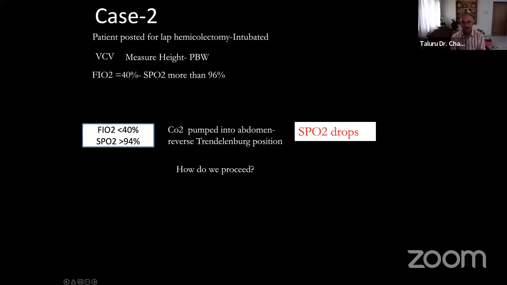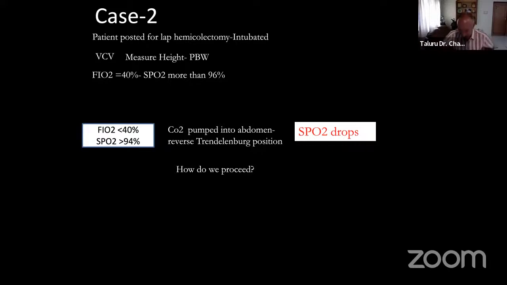Okay. So the patient is posted for lap hemicolectomy, intubated. We measured the patient's height, volume controlled on 40%, SpO2 was 96. Carbon dioxide was pumped in. What should I have noted before carbon dioxide was supposed to be pumped in? Can somebody type?